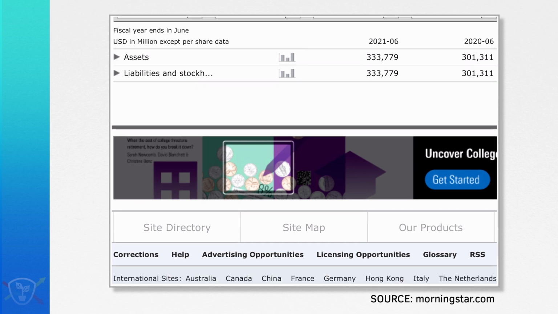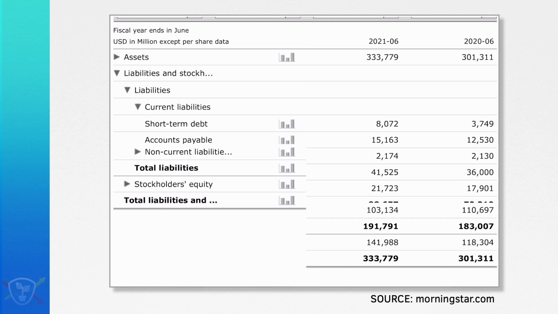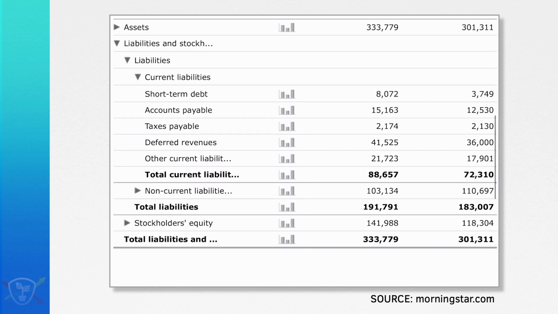Alright, so now we come to the liabilities and the stockholders' equity portion. Earlier we mentioned that this side of the scale is what the company owes. So liabilities is what the company owes to external parties and creditors. Under liabilities, they're also divided into current and non-current liabilities. Current liabilities are amounts that the company owes that it is going to pay off in the short term. So we see things like short-term debt.